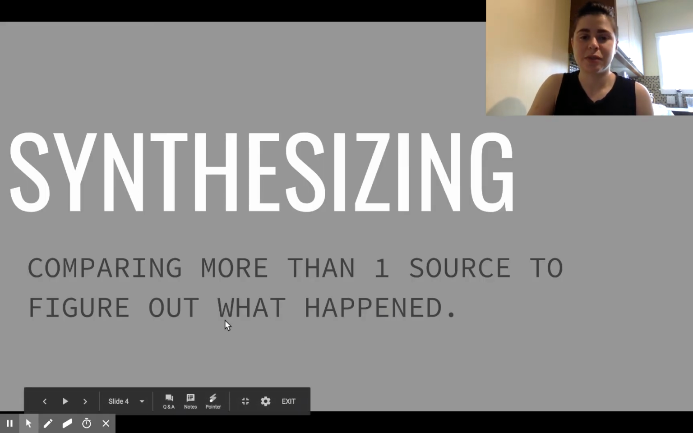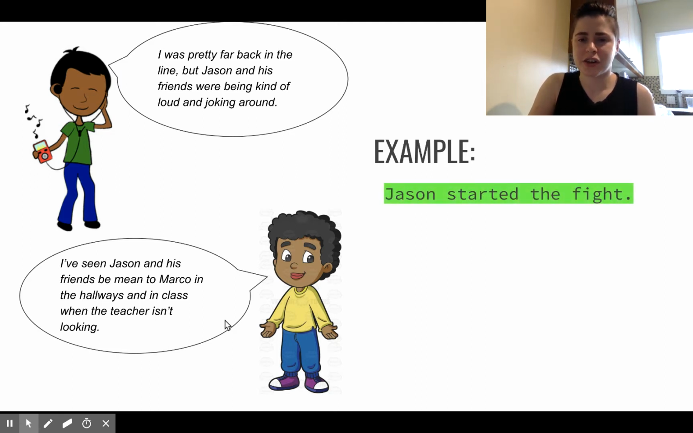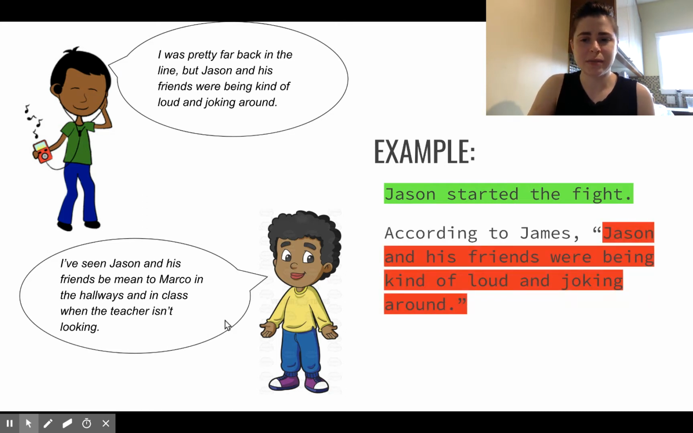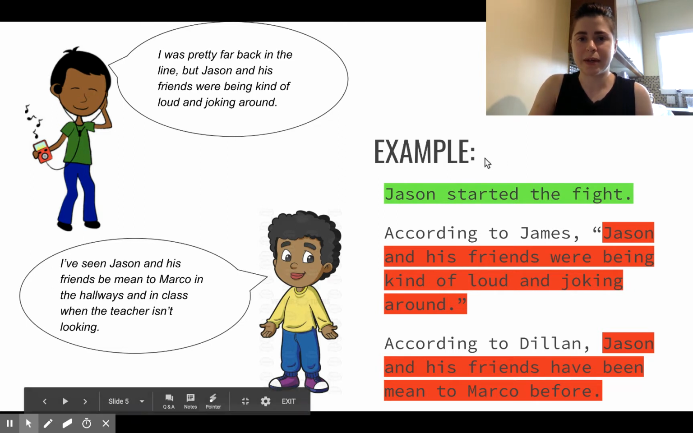Synthesizing is when you compare more than one source to find out what happened. So let's use an example. We're going to compare these two sources. So let's say we think Jason started the fight. According to James, Jason and his friends were being kind of loud and joking around. According to Dylan, Jason and his friends have been mean to Marco before. So we're using two different sources to prove the same claim.